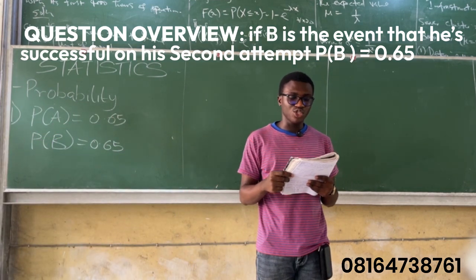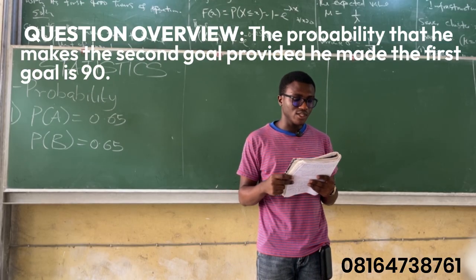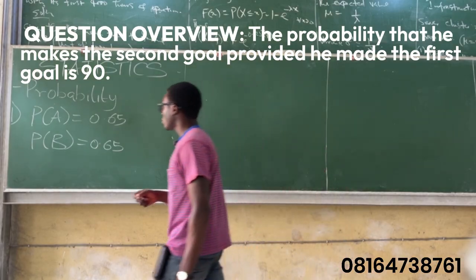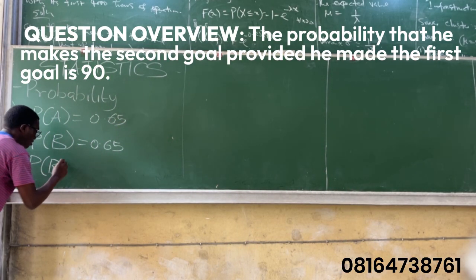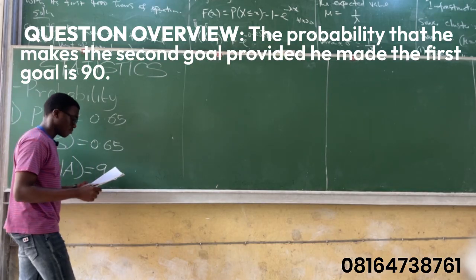Belema tends to shoot in streaks. The probability that he makes the second goal, given that he made the first goal, is 90. Now, this is conditional probability. So what this implies is that the probability of B given A is equal to 90.